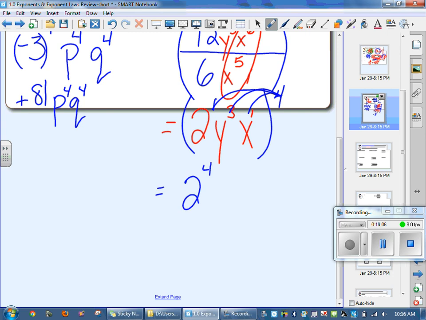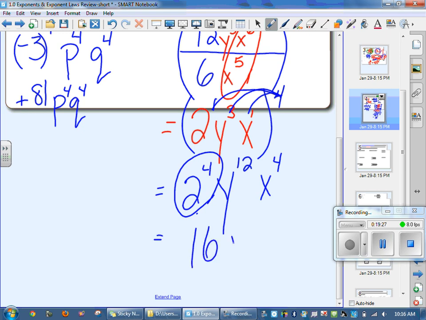In your final answer, they will typically write the variables alphabetically. So you can switch x and y positions, that's fine. And you will also simplify 2 exponent 4. 2 exponent 4 gives us a 16. So our final answer will be 16, x exponent 4, y exponent 12. We cannot go any farther, we're done. Any questions so far?